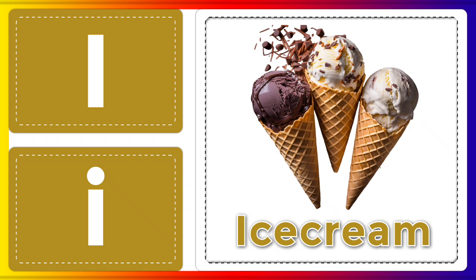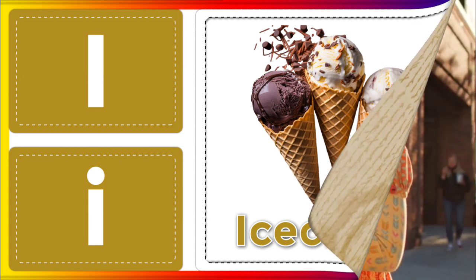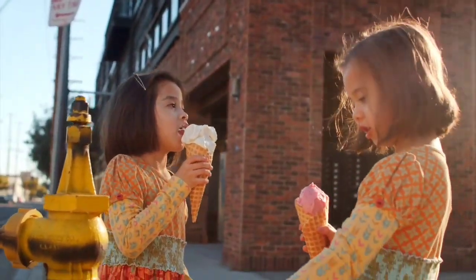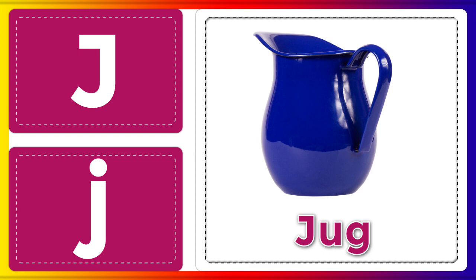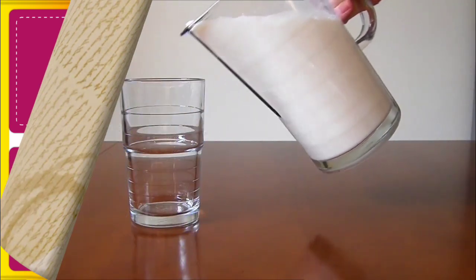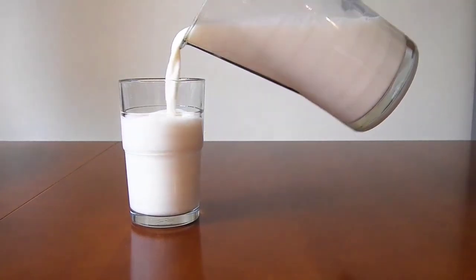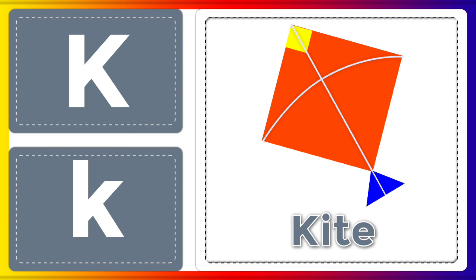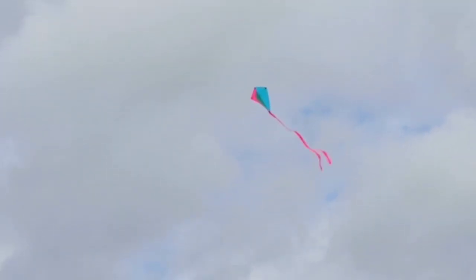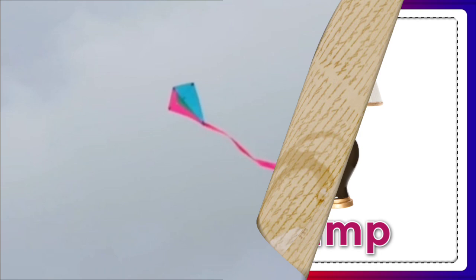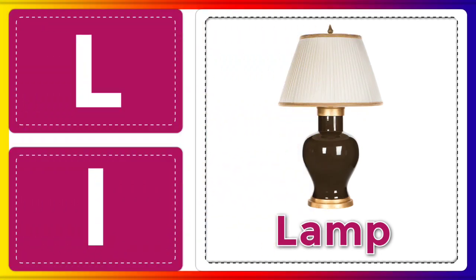I. I for ice cream. J. J for jug. K. K for kite. L. L for lamp.